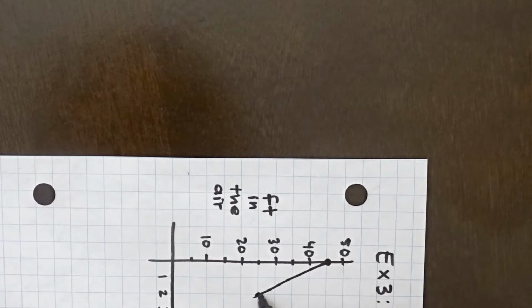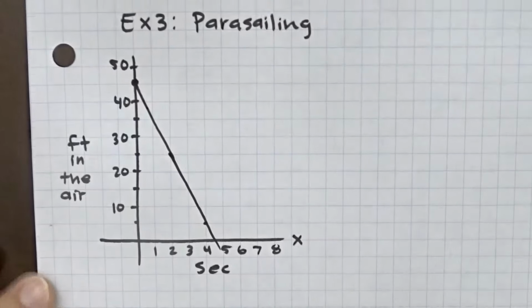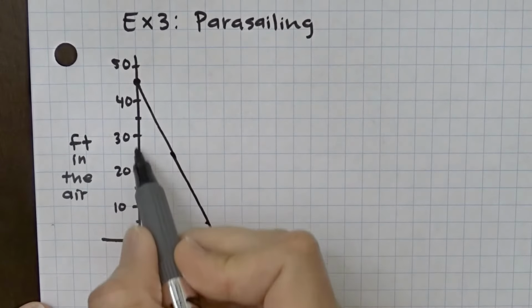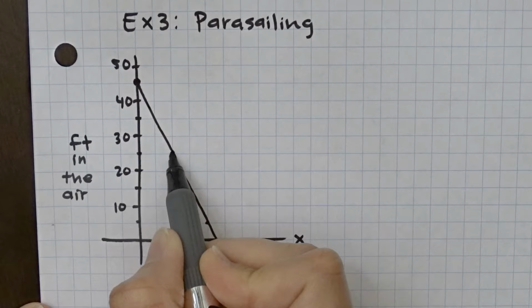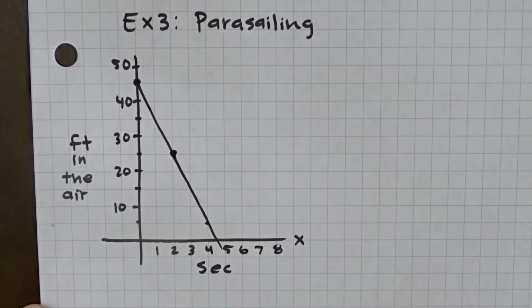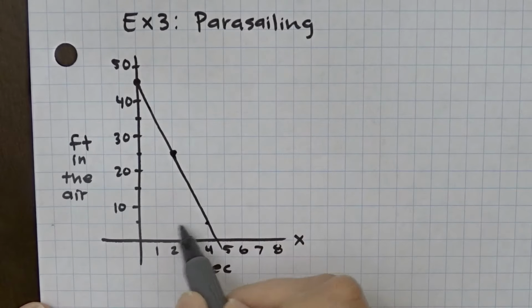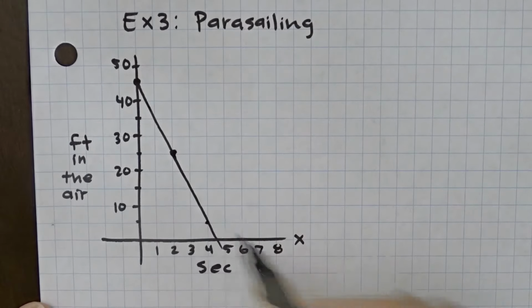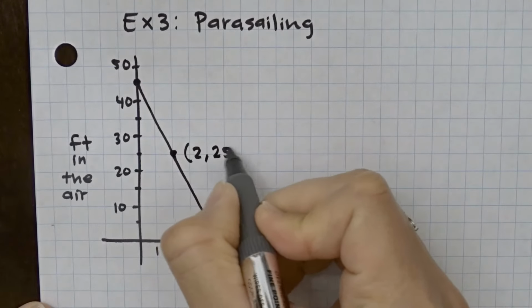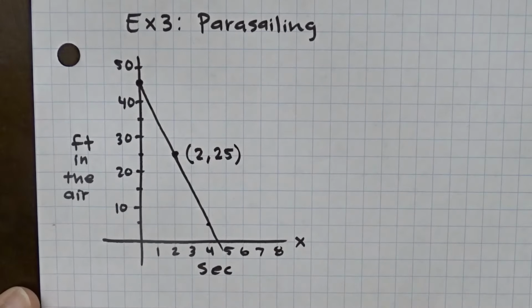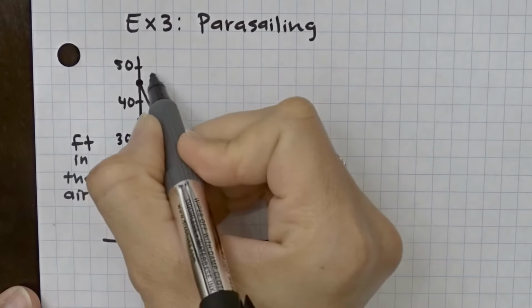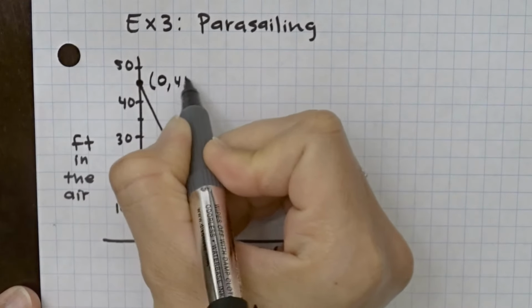I just continued the same path so my line is straight. I just noticed that it went down 4 over 2 when I got to that point. So I just did it again. Down 4 over 2 and I got to this point. All right, so let's label this one. In 2 seconds, you are 25 feet in the air. In 0 seconds, you are 45 feet in the air.